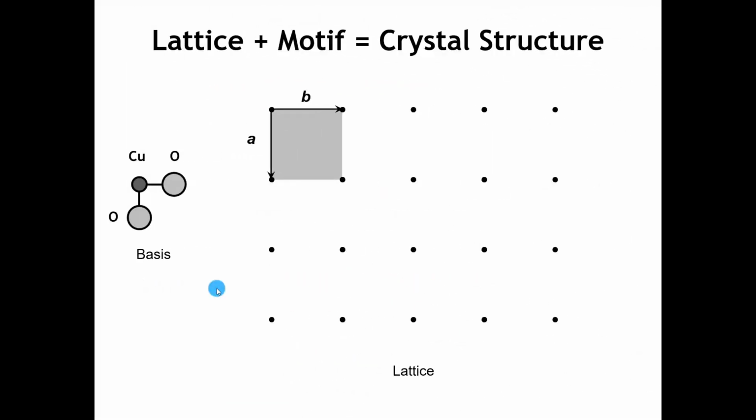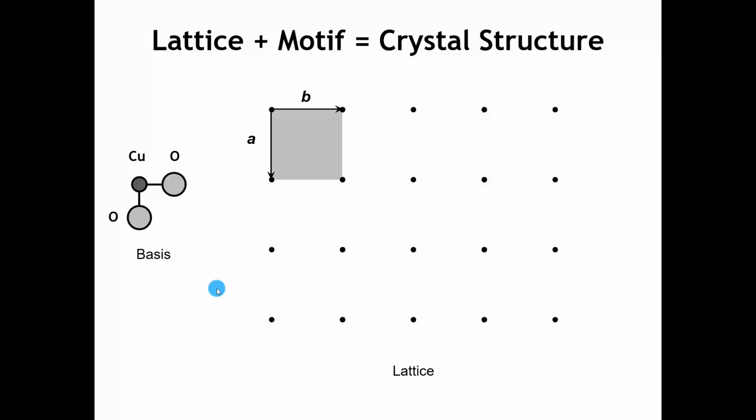Okay, a lattice in and of itself is not a crystal. What a lattice is, we can think of it as a scaffold upon which we're going to build our crystal. And we build the crystal by associating an atom or a group of atoms with each lattice point. And from the definition of a lattice, that has to be the same at every lattice point. So let's do a couple of examples.